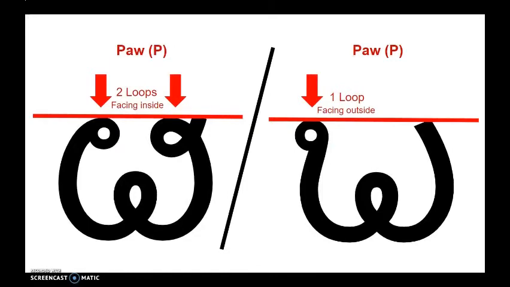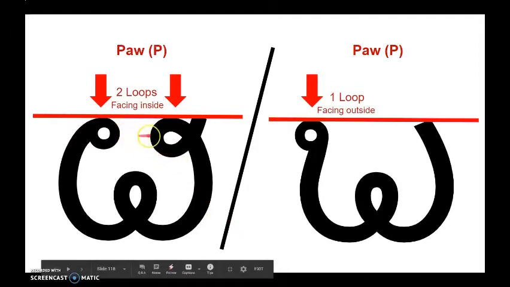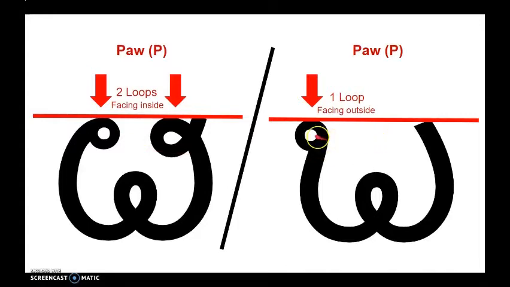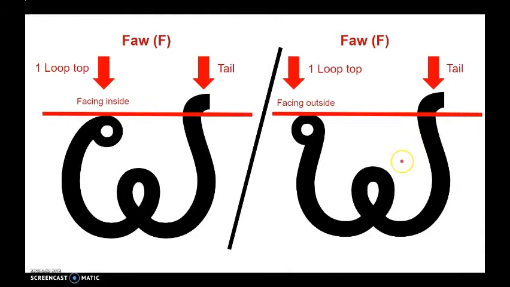Here's a closer look at the 2 paws. Okay, the 2 P's. Paw, again, 2 loops both facing inside, and 1 loop facing outside, but the key is that they're both even across the top. Okay, paw and faw both have one loop. One faces inside, one faces outside, but your key is they both have a tail. Okay, and they're not even across the top. So if they have a tail, it's faw. Okay, if they do not have a tail and they're even across the top, it's paw.